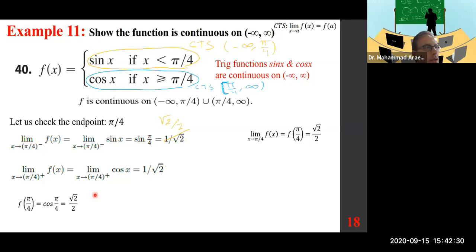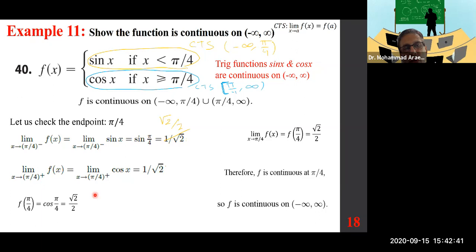And because it's continuous at pi over 4, it's continuous everywhere from negative to positive infinity, because as you see, the question was just pi over 4. Everything else was fine. Okay. I hope everybody's okay with this.